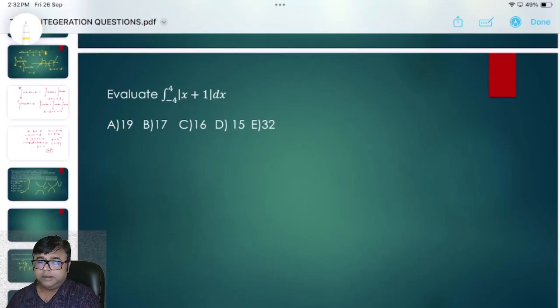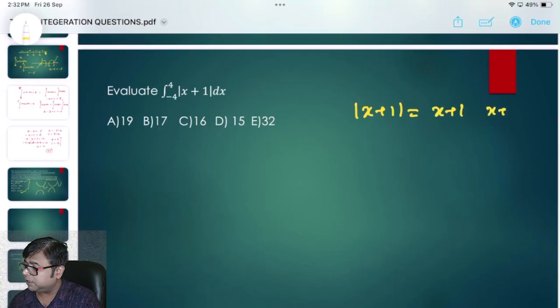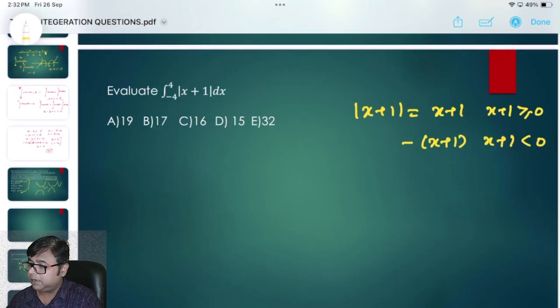Now, this is a little different. Again, TMUA type question, right? It gives me minus 4 to 4 mod of x plus 1. Now, mod value has to be positive and the limit is from negative to positive. So what I know is mod of x plus 1 is x plus 1 when x plus 1 is greater than or equal to 0, and it will be minus of x plus 1 when x plus 1 is less than 0. So when x is greater than or equal to minus 1, there is one case, and when x is less than minus 1, there is another case.